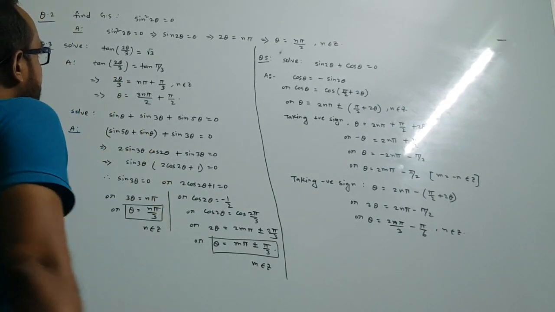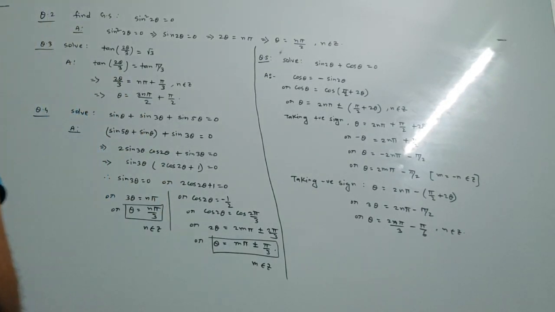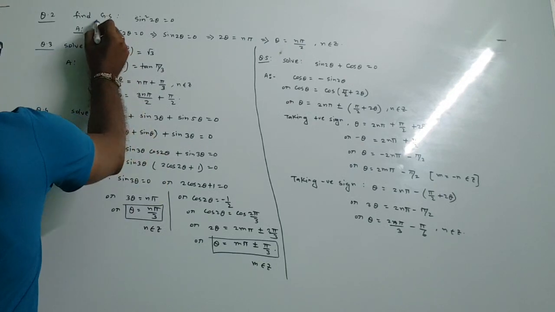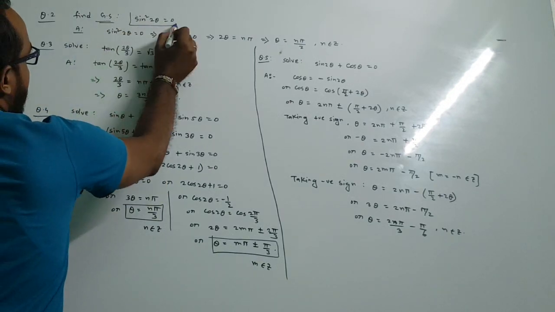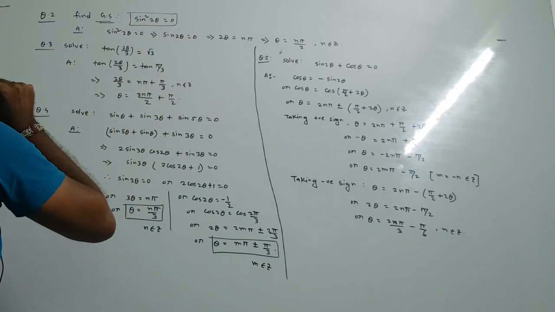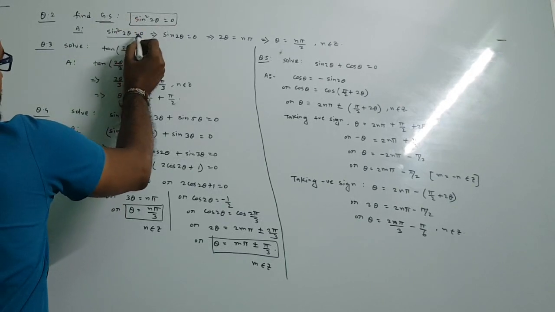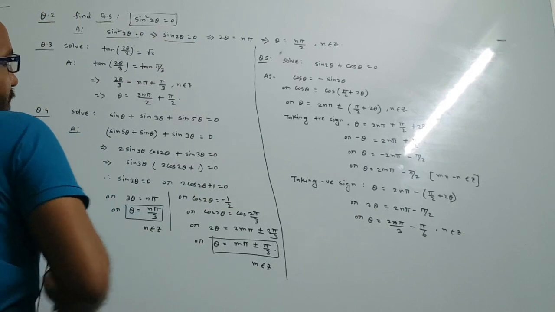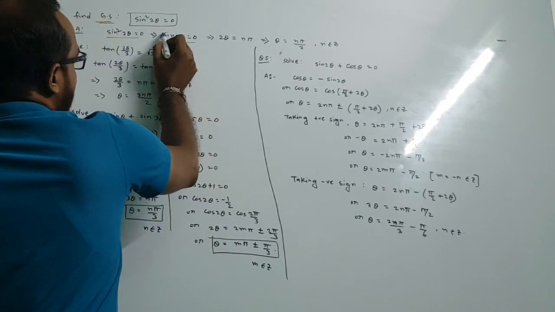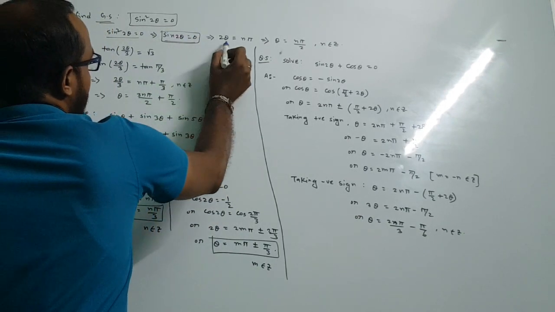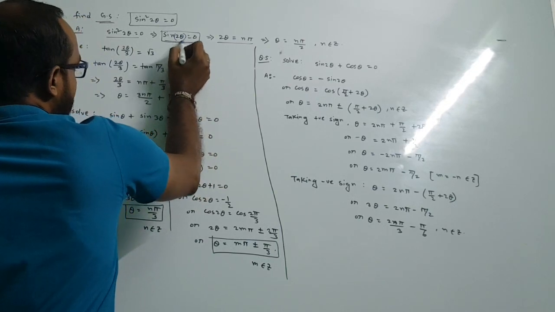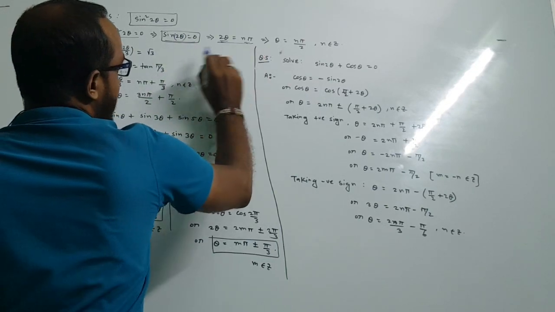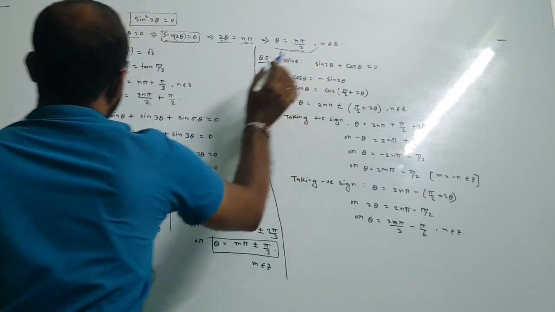Let us see some problem related to trigonometric equation. The first question is, find the general solution of sin square 2 theta equals 0. See, it's a positive term, sin square 2 theta is 0, then we can say sin 2 theta would also be 0. We know if sin theta equals 0, theta equals n pi. So here theta is 2 theta, so 2 theta would be n pi. So theta would be n pi by 2 is the answer.